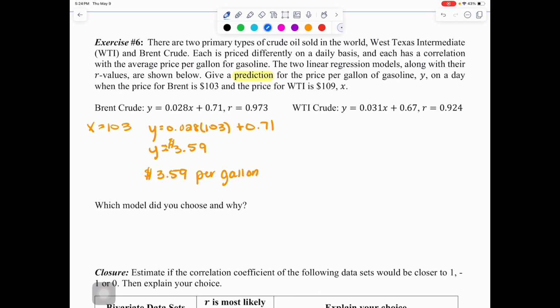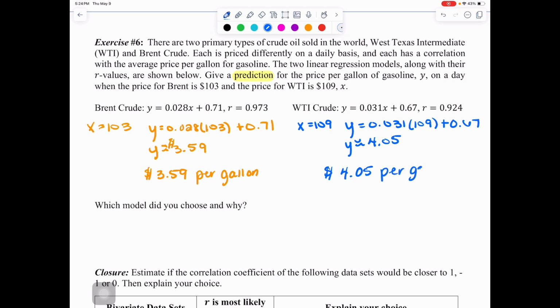And then for WTI crude, my X value is 109. So that means Y equals 0.031. 109 is going in for X plus 0.67. So again, I'm going to type that in my calculator. I'm going to round to the nearest hundredth because it's money. And Y is approximately 4.05. So that means here you're paying $4.05 per gallon.